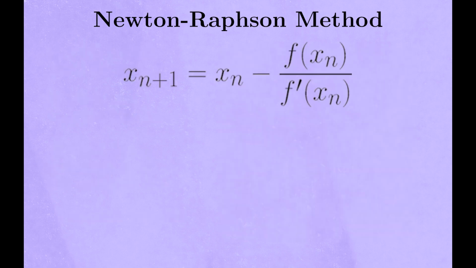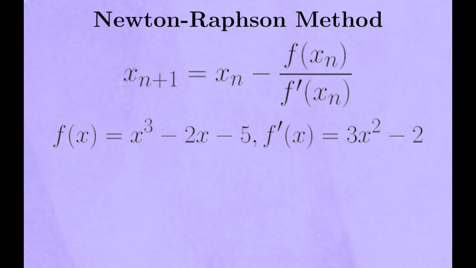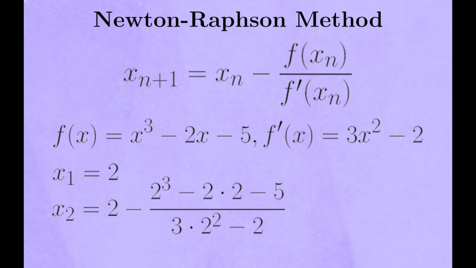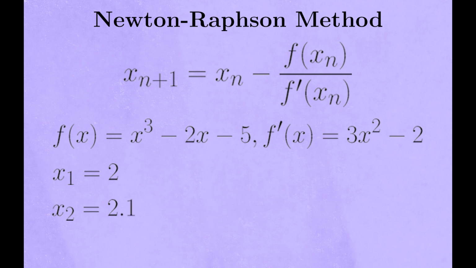If you work through all the algebra, we find the formula x n plus 1 equals x n minus f of x n over f prime of x n. We can do an example where f of x equals x cubed minus 2x minus 5, and f prime of x equals 3x squared minus 2. If we choose x1 equal to 2 as our starting point, we find that x2 equals x1 minus f of x1 over f prime of x1, which is 2 minus f of 2 over f prime of 2, which turns out to be 2.1. Repeating this process another time, we find x3 equals 2.0946, and we could keep repeating if we need more accuracy.